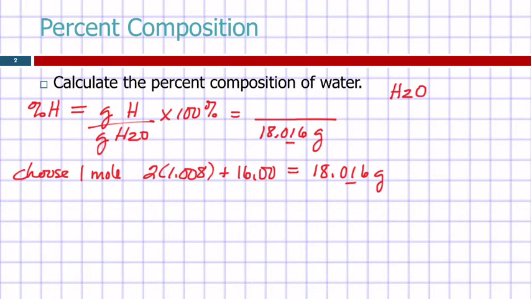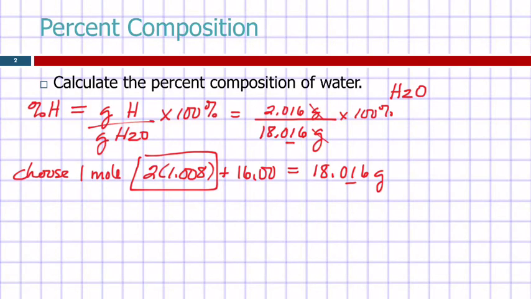What's the mass of hydrogen in this amount of water? It's this part right here. As we were calculating the molar mass, we were also calculating the mass of hydrogen, because it's the mass of hydrogen plus the mass of oxygen, right? So this right here is the part that goes on the top. So 2 times 1.008 is 2.016 grams of hydrogen. And then that's multiplied by 100%.